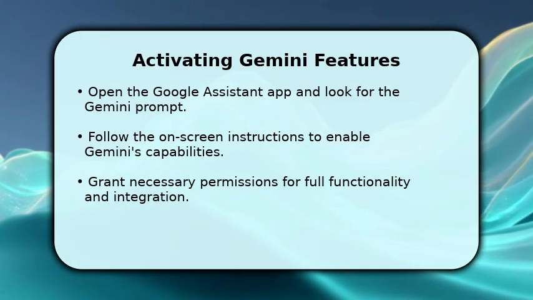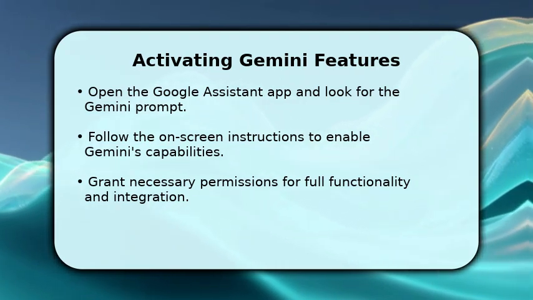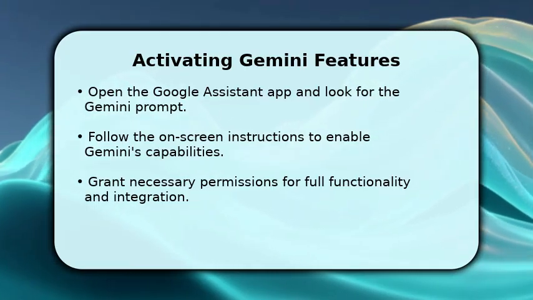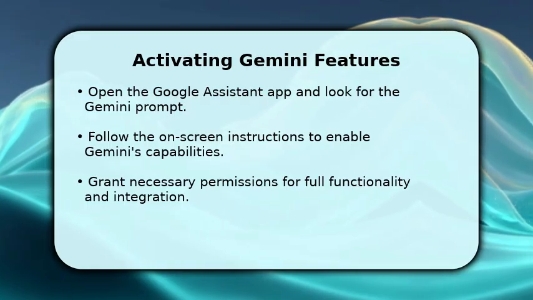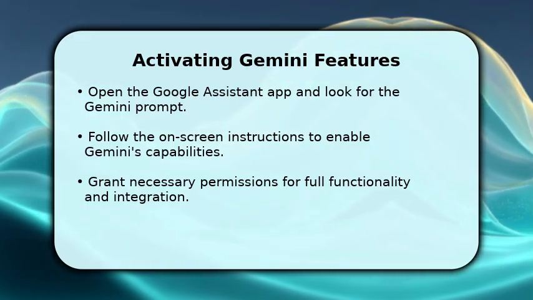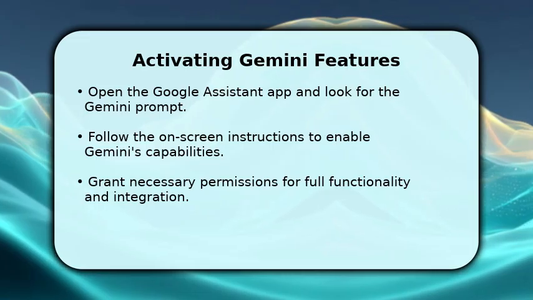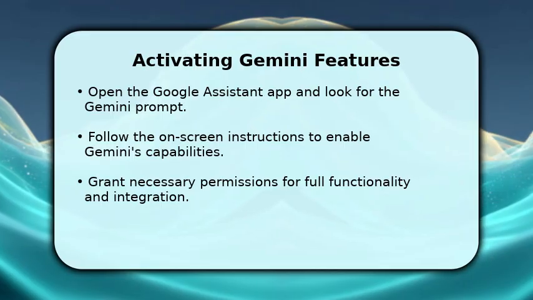Once your Google Assistant is updated, open the app. You should see a prompt or an option to switch to Gemini. Tap on this and follow the simple on-screen steps to activate it. This process usually takes less than 1 minute. Granting the requested permissions ensures Gemini can fully integrate with your phone's features, offering a richer, more personalized experience.